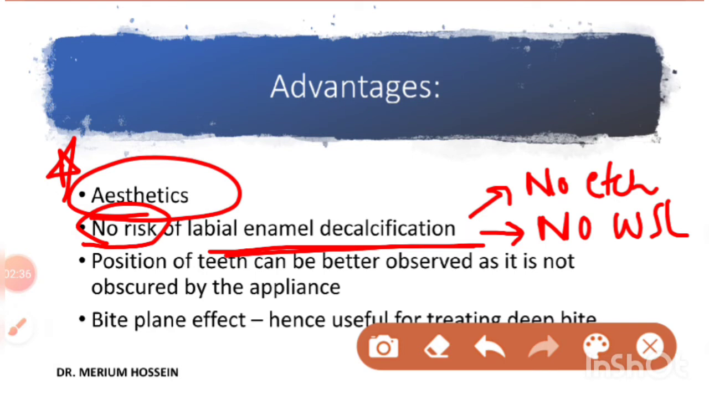Third point is that the position of the teeth can be better observed. Now the labial surface is completely free and you can properly see and observe how far the teeth are placed labially or lingually, and what the alignment of the teeth is, and you can properly observe each and every detail because it is not obscured by the appliance anymore.